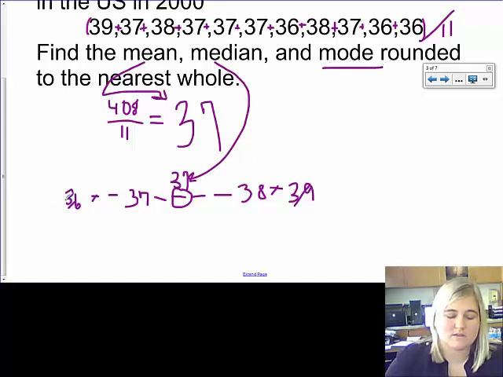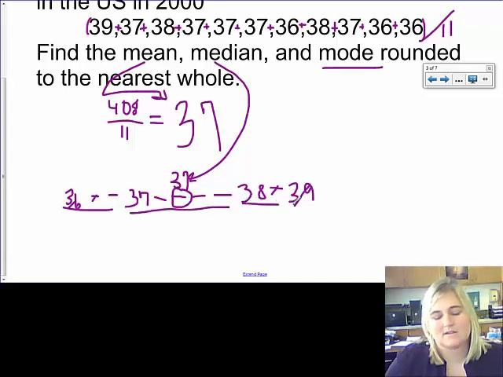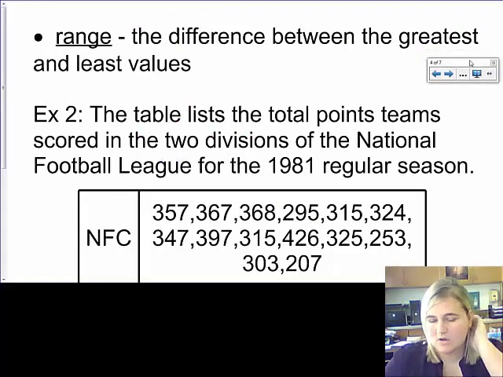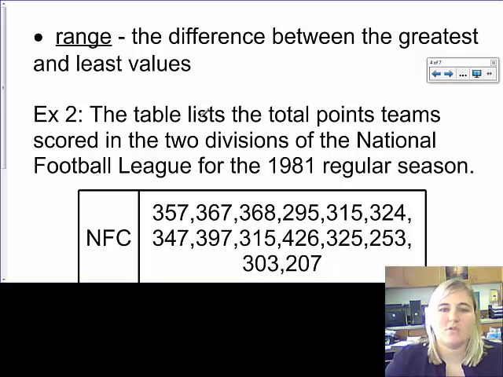And the mode is the one that occurs the most. Well, we saw that 36 occurred 3 times, 37 occurred 5 times, 38 occurred twice, and 39 occurred once. So the one that occurs the most is 37 because it occurs 5 times. Okay, the range, you should also already know, is the difference between the greatest and the least values. So the biggest number, subtract the smallest number.